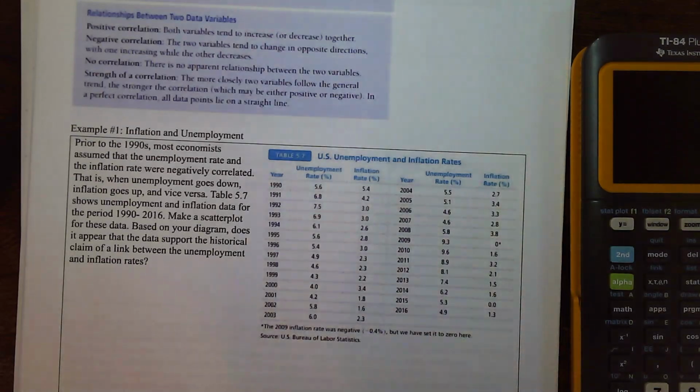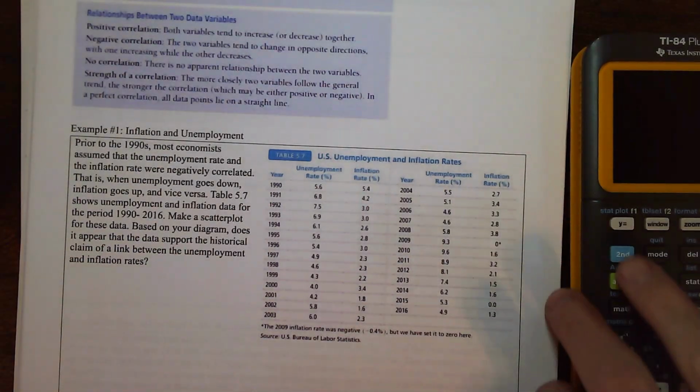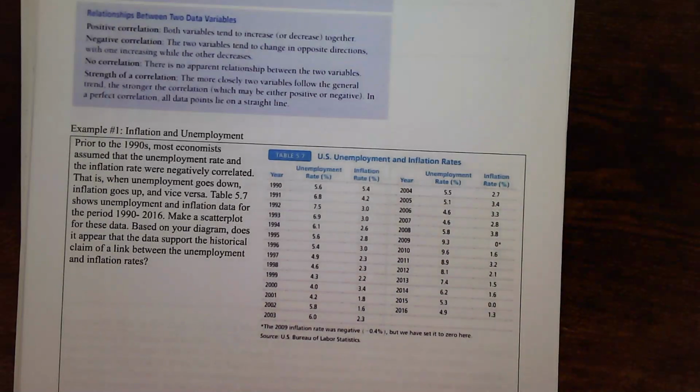Prior to the 1990s, most economists assumed that the unemployment rate and the inflation rate were negatively correlated. That is, when unemployment goes down, inflation goes up, and vice versa. Table 5.7 shows unemployment and inflation data for the period 1990 through 2016. Make a scatter plot for these data. Based on your diagram, does it appear to support the historical claim, the link between unemployment and inflation rates?